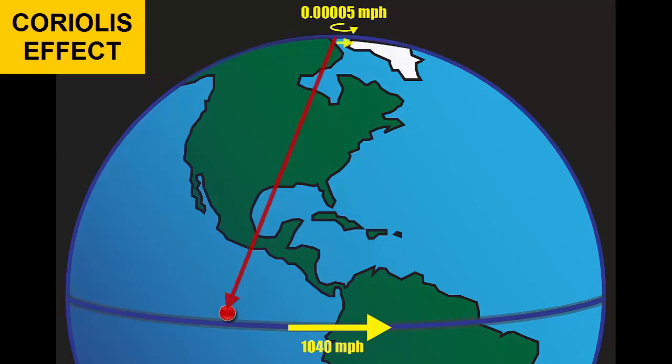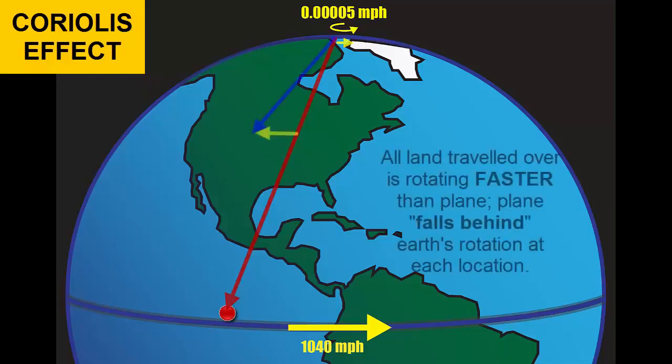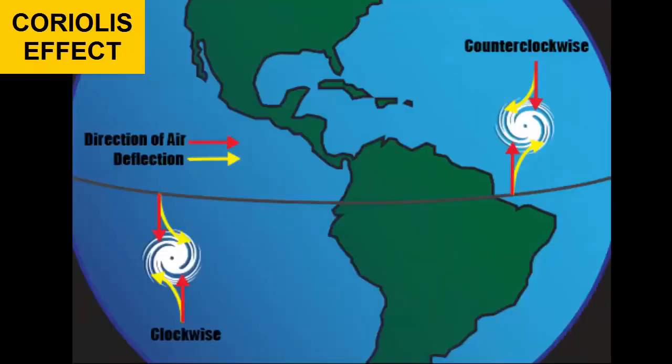Conversely, if the plane takes off from the North Pole and heads southward, it lifts off with a slow rotational speed. As it travels south, the objects below it are rotating more quickly, and the plane will end up west of its target unless corrections are made. The Coriolis effect causes all objects moving above Earth's surface to be deflected to the right of their path in the northern hemisphere, and the left in the southern. That includes planes, ocean currents, and winds.